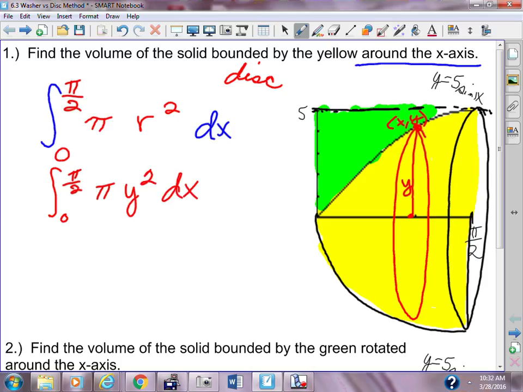I still can't place that in the calculator yet because my variables are not in agreement. So I need to go back, look at my equation, which is y equals 5 sine x. And since I need y to be squared, what would I put instead of y squared? 5 sine x, but that needs to be quantity squared. So what is the 5 going to become? 25. Okay, so we got 0 to pi over 2. We got pi, and then 25, and then sine also needs to be squared.